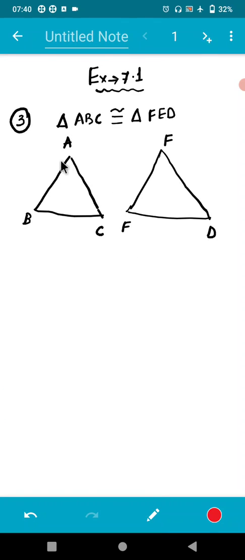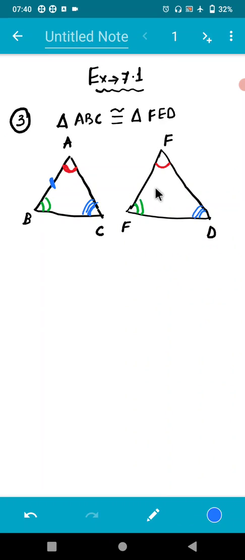Fine. So corresponding angles means this angle is equal to this angle. You see, apex angle equals apex angle. Now this angle would be equal to this angle. This is also one of the corresponding angles, and this angle is equal to this angle. So these are all the corresponding angles. Fine. Now what are the corresponding sides, students?